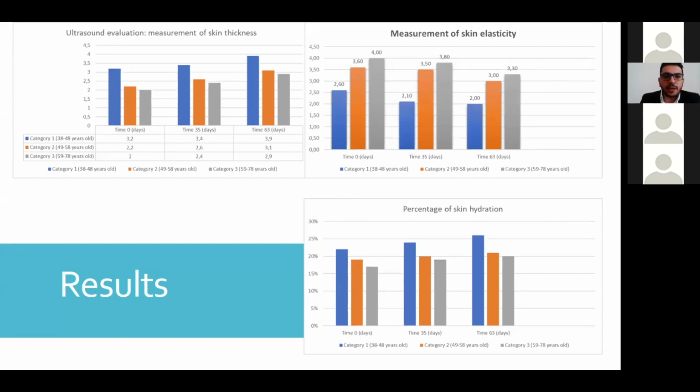Of course, with younger age, you will find better thickness, better tone, better elasticity, and better hydration. But if you follow the graph, you can see that each week you find an increase of thickness, increase of elasticity, and increase of hydration. This in turn shows how effective the product is and how it will boost the hydration of the skin and the amount of collagen that is deposited in the skin.